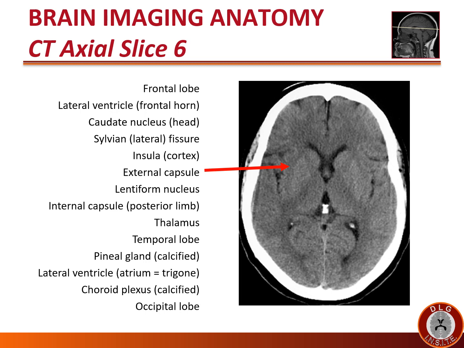The external capsule is a strip of darker gray white matter that lies between the insula laterally and the lentiform nucleus medially. The lentiform nucleus is this lens-shaped or triangular-shaped light gray structure in the middle of the brain. It is part of the basal ganglia and consists of the globus pallidus medially and the putamen laterally.